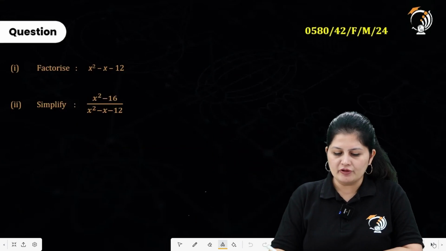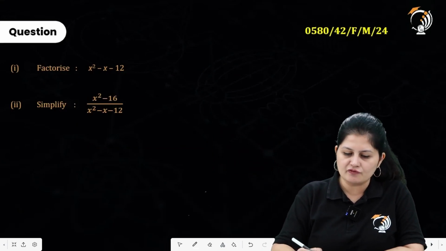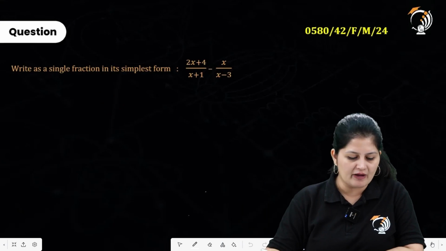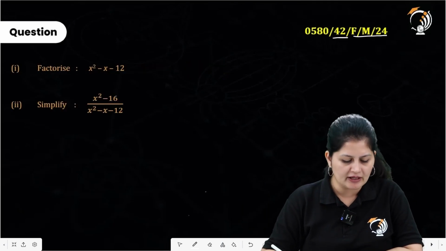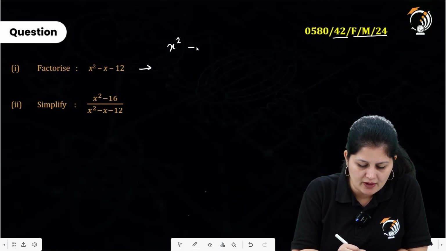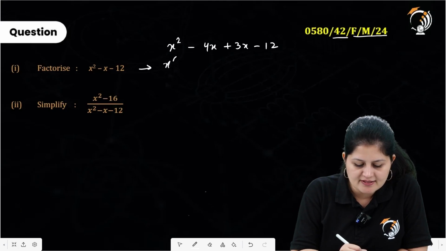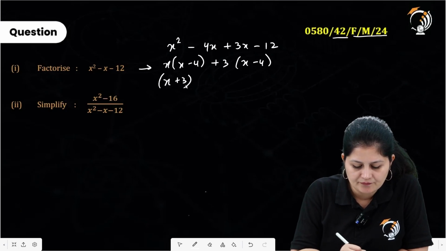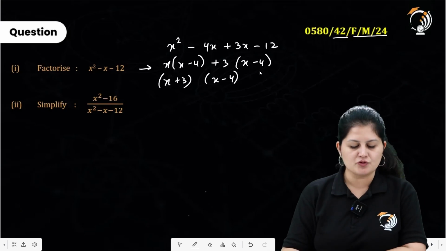Clear? Moving to the next question, which is again a question from the paper of February March 24 from the variant 4-2, where we need to factorize them, right? So talking about the first one, we can do it by using the factors as x square minus 4x plus 3x minus 12. So x is going to be common: x minus 4 plus 3 and x minus 4. So that is going to be x plus 3, x minus 4, these are going to be the factors.